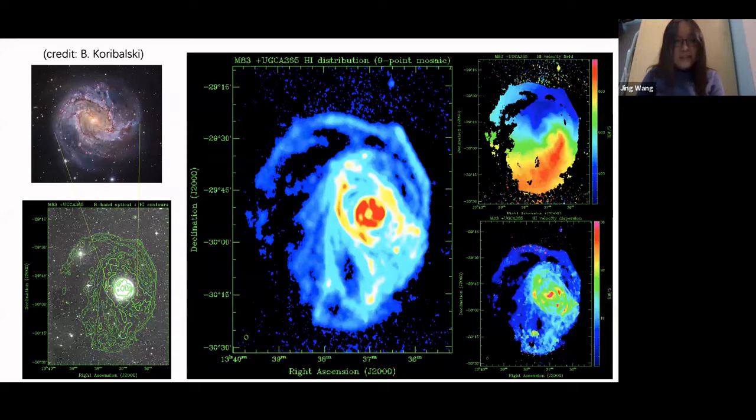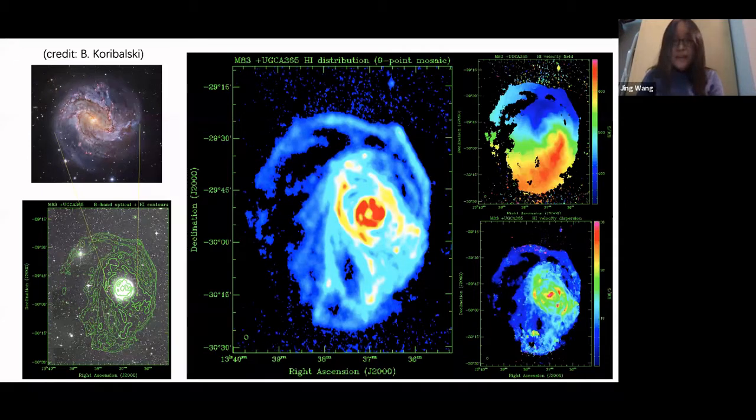The problem is that if we take a close look at a nearby galaxy, this is the famous M83. In the middle is the H1 map. On the right top, the velocity map. On the right bottom, the velocity dispersion map. And on the top left, the optical image. If we plot the H1 as contours on top of the optical image, it is obvious the H1 is much more extended than the stars, than the optical light. It has a different structure. Only the H1 directly within the stellar disk can participate directly in the star forming process. All the H1 on the outskirts cannot be efficiently used to fuel star formation.